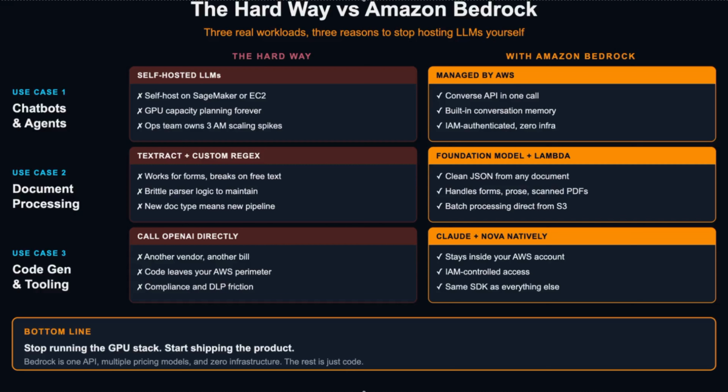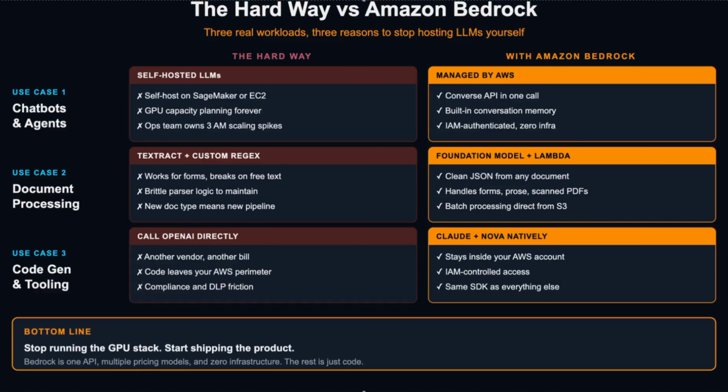Also, in the case of self-hosted LLMs, with Bedrock you get a managed-by-AWS option because you have a Converse API, which will help you connect to multiple LLMs. It has built-in conversation memory, it is authenticated, and you don't need to plan any infra. Also, let's say you were calling the OpenAI APIs directly or any particular vendor API directly. Those would be separate builds. So the code will also leave your AWS perimeter and there will be compliance regulations as well.